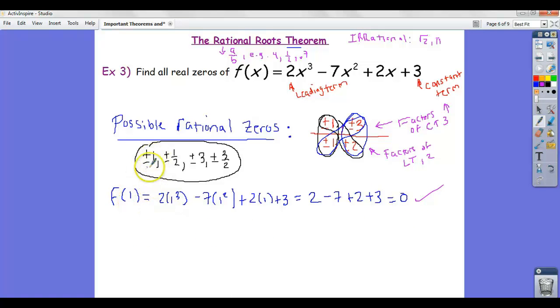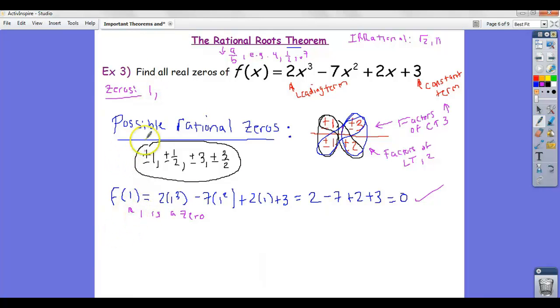As soon as you find one that works, and again, it could have been possible that one didn't work. We could have gotten not a 0 as a remainder, and then we would have had to try another one of these, like negative 1, and then keep going until it works. But now once we know that 1 is a 0, to answer the question, it says find all real zeros. Let's just keep track of them over here. We found one of them. One of them is 1.